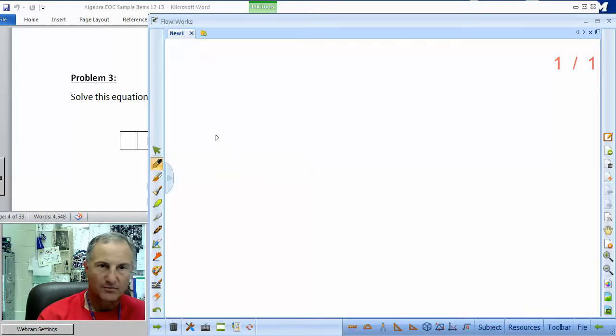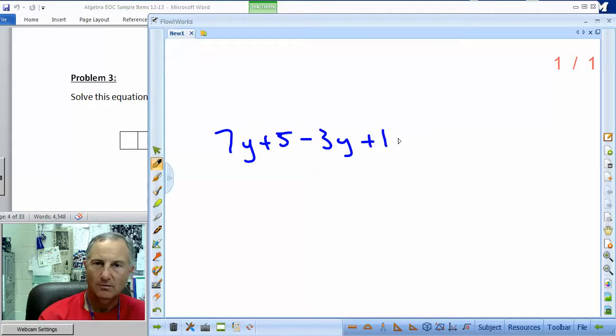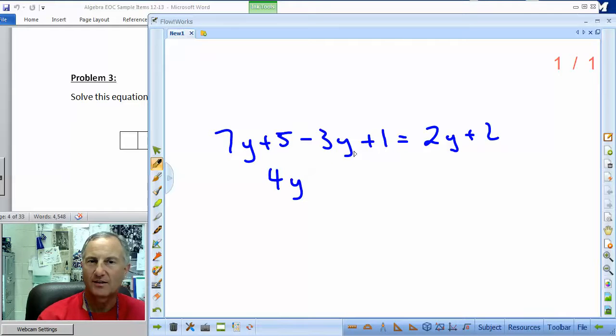So we've got 7y plus 5 minus 3y plus 1 equals 2y plus 2. Okay, I'm going to combine my like terms here. 7y minus 3y, that's 4y. Again, that's on the same side of the equal, so just combine them. 5 plus 1 is 6. They're both on the same side of the equals.